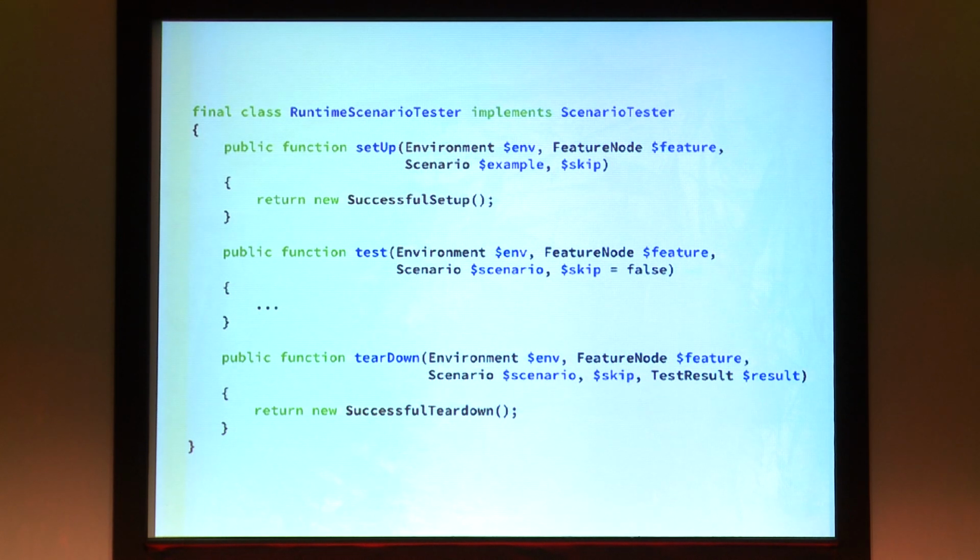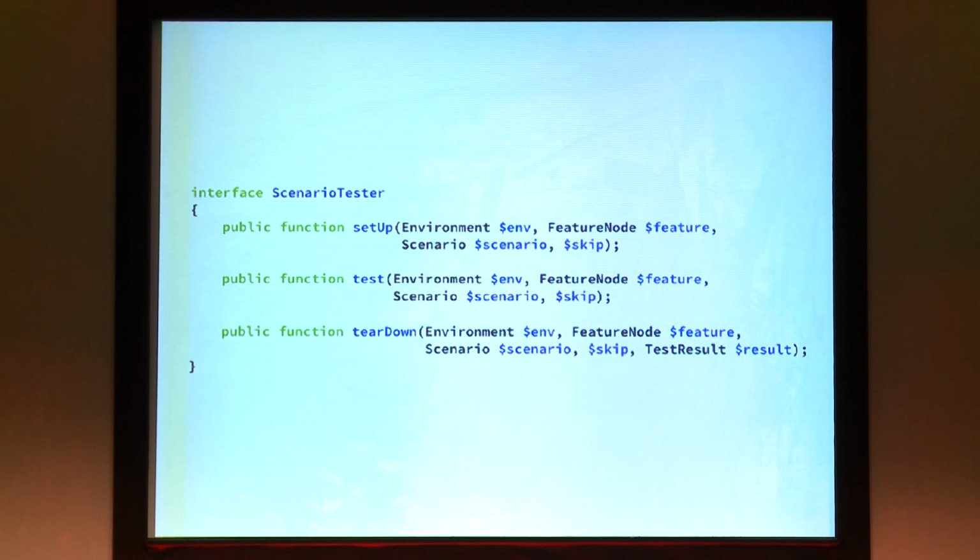So here's an example. There is the runtime scenario tester. It tests scenarios. There are three methods there: setup, which sets up your scenario testing environment, test, which tests your scenario, and teardown, which tears down the testing environment. In Behat, those things do nothing, right? Because Behat doesn't make assumptions about where it tests and how it tests your thing. It's your context classes that provide this information. So then you obviously have the scenario tester interface, which just defines those three methods.